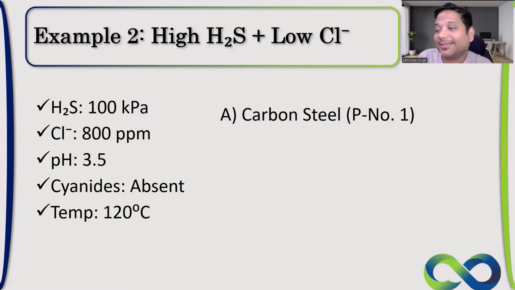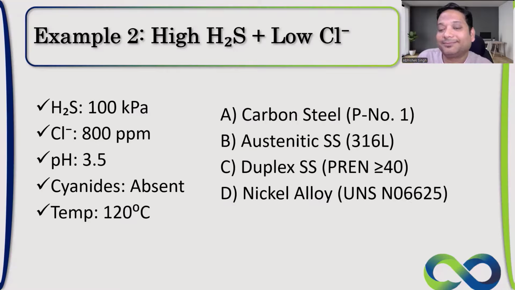Now tell me for this, what do you think will be the partial pressure of H2S? 100 kPa. It's almost no for carbon steel. Okay, we saw that for carbon steel 100 kPa is kind of the upper limit. Okay, you cannot go more than that. It's very difficult to use carbon steel above that. So A is a no.